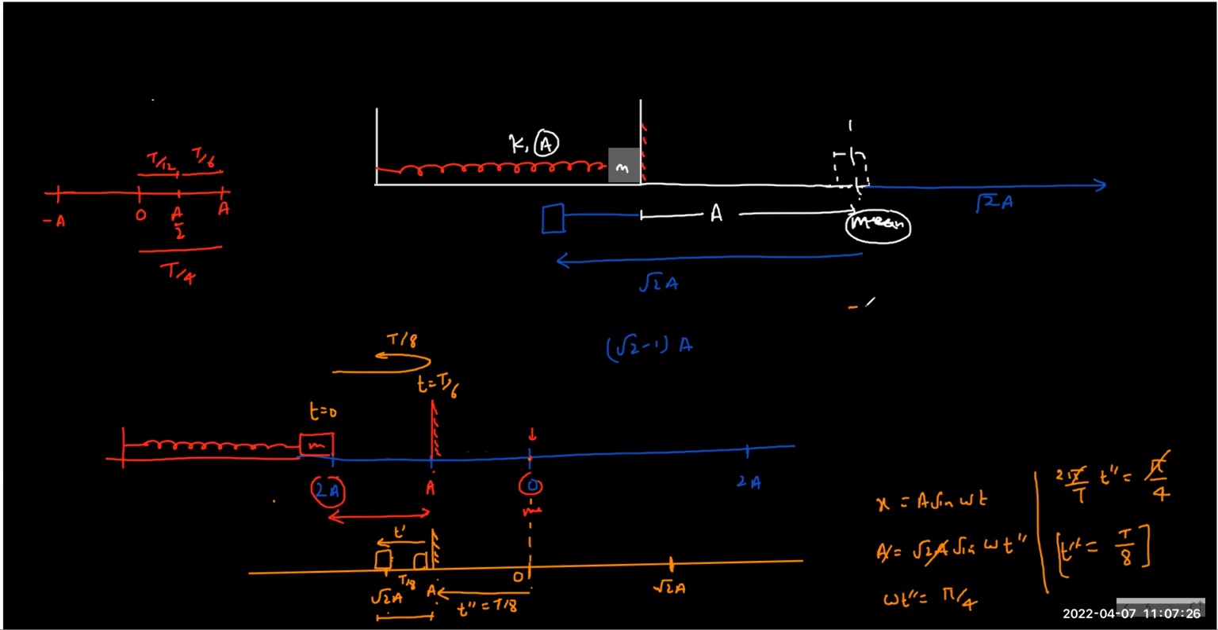So you can see the total time that you come to rest will be: first you hit the wall at T by 6, and then you go back only T by 8 to come to rest. And this will give you the answer. 8 and 6, 24. 6, 4, 24, 3. It's 7 by 24 into the time period. And something is given.